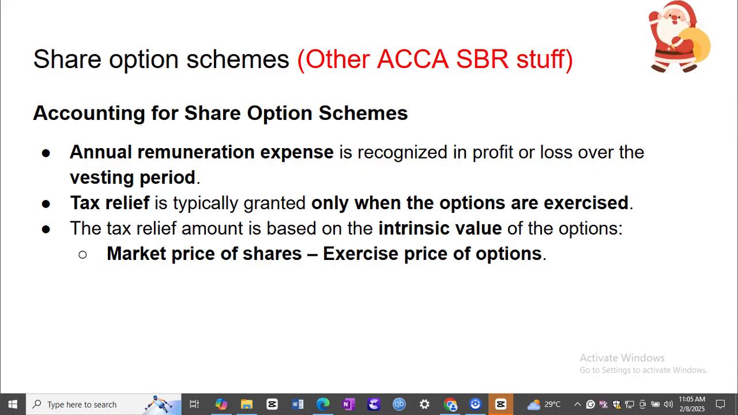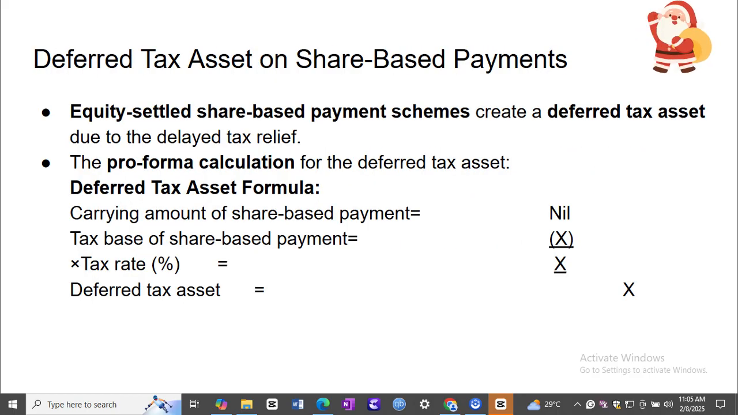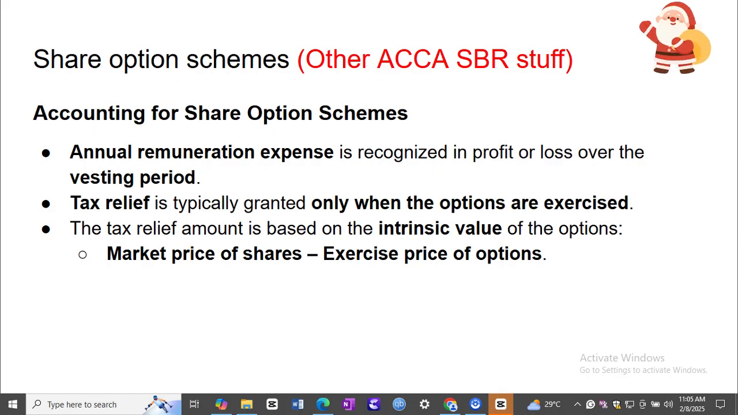Exactly. But here's where the tax man throws a wrench in the works. Tax relief for those share option schemes is usually granted only when the options are actually exercised, not when the cost is recognized in the accounts. Another timing difference. You got it. And because the expense is recognized earlier for accounting than for tax, it creates a deferred tax asset. So the company is recording the cost now, but they won't get the tax benefit until later. Precisely. The amount of that deferred tax asset is based on the intrinsic value of the options. That's the difference between the market value of the shares and the price the employee can buy them at.